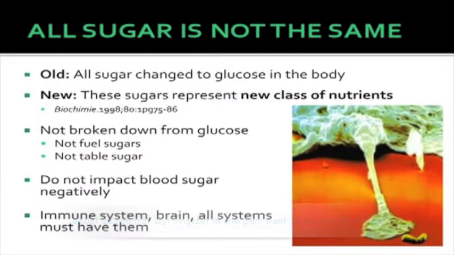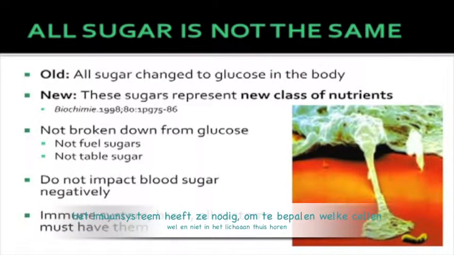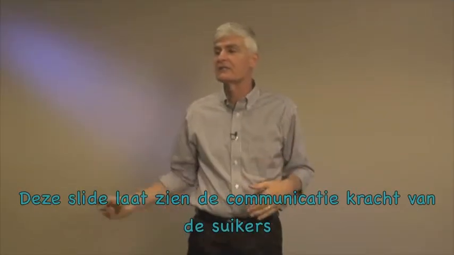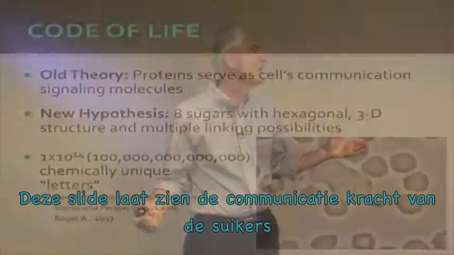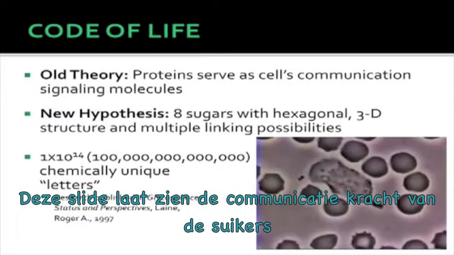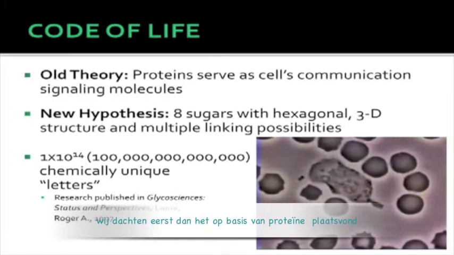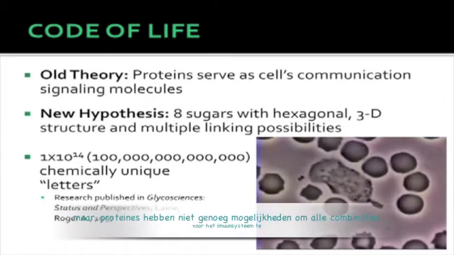They build structures. The immune system must have them. The macrophage that you see in that picture, again, needs to have them in order to sense who belongs in the body and who does not. This particular slide shows the communication system power of these sugars. We originally thought it was protein-based, but proteins don't have enough combinations to make enough letters in the sugar-coated vocabulary that the immune system needs.